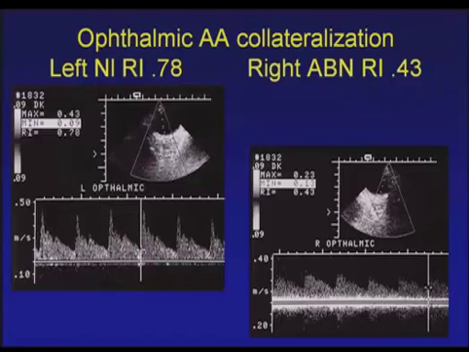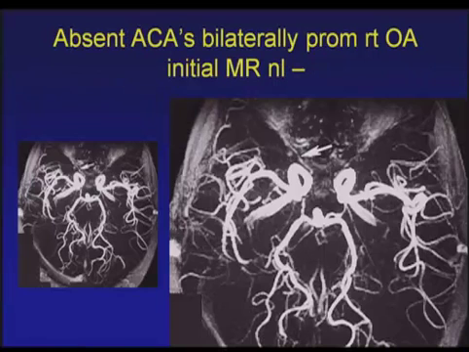However, when there's collateralization, one has increased flow in diastole and can help support the diagnosis of an internal carotid artery stenosis. In this case, we have MR documentation that the ophthalmic artery is being used as a collateral due to narrowing of the distal ICA.